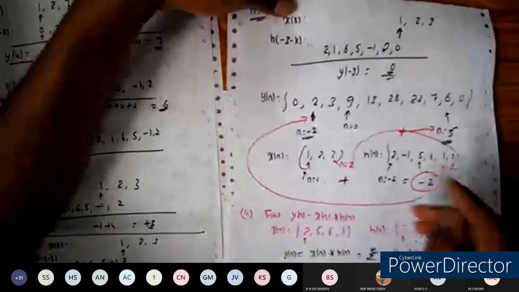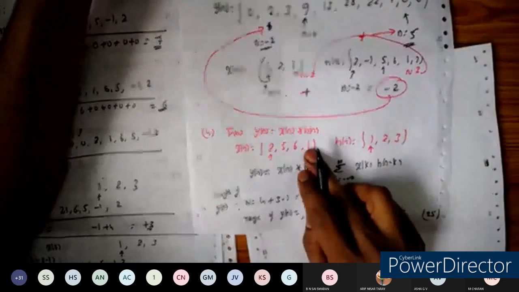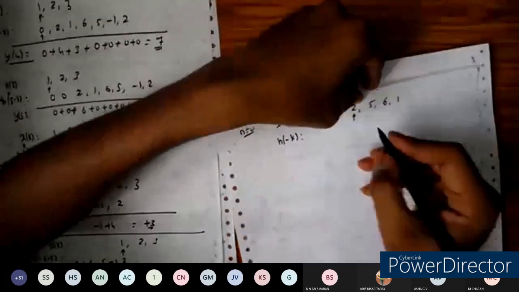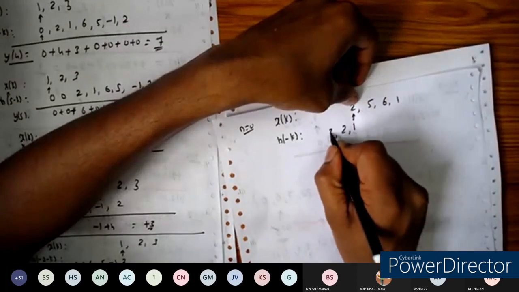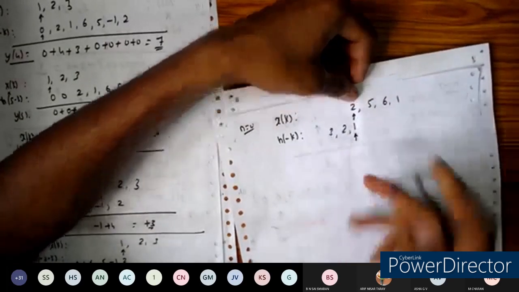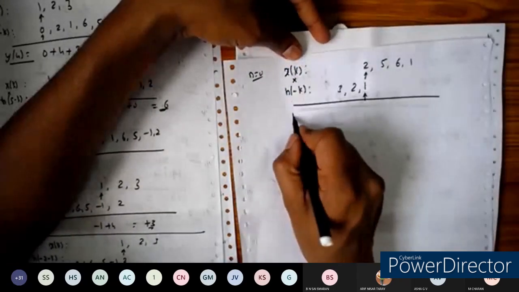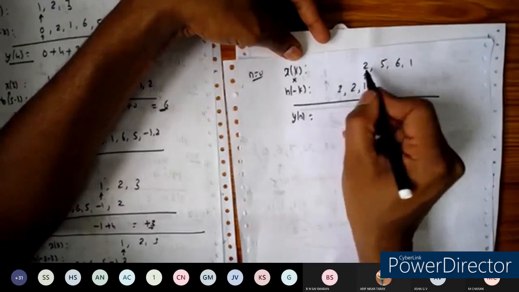So h of minus k is nothing but, when you take the reflection, this will become 1, 2, 3, or else we can say 3, 2, 1 we will get here. When I take the reflection, it will become 3, 2, 1 like this. Done, right? Now take the product of this, because we need to take the product and add the sequences in order to get the sum. Nothing is there means we can assume it is 0.